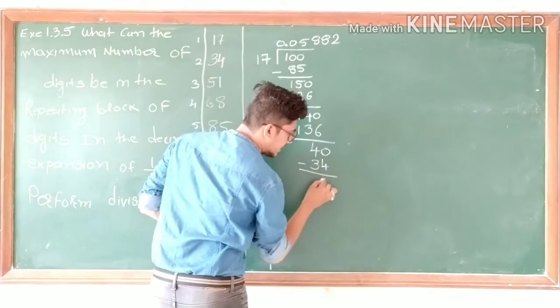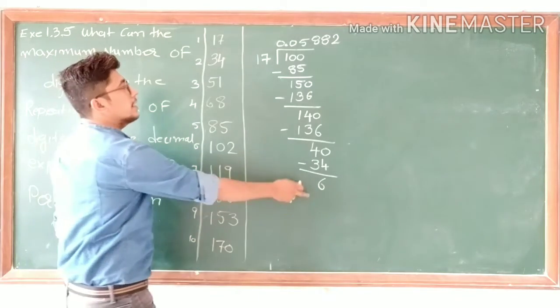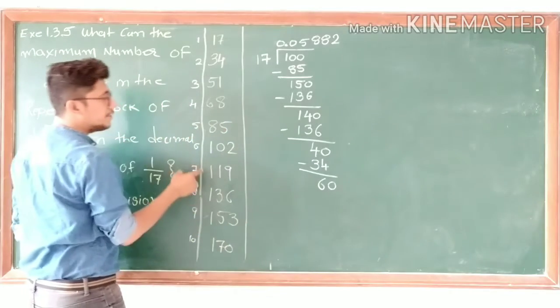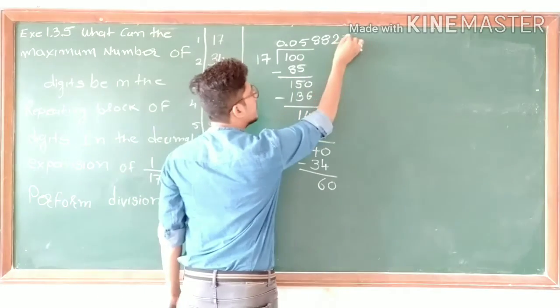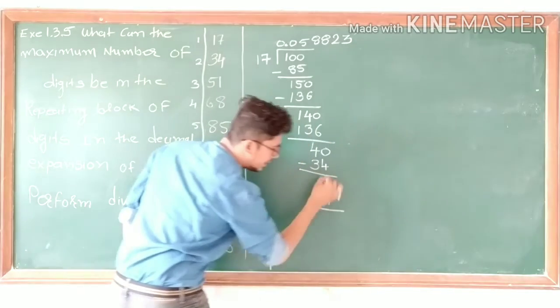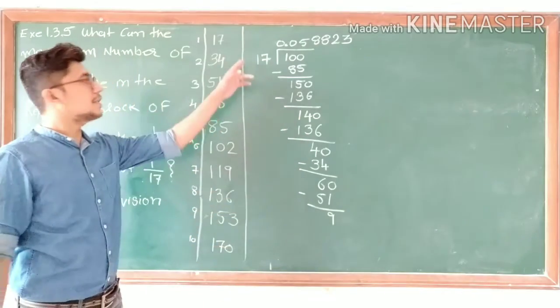Subtraction, remainder is 6. Yes or no? Yes. 6 is smaller than 17. Again 0. Nearest value to 60, that is 51. 3s are 17, 3s are 51. 60 minus 51, that is 9. 9 is smaller than 17.